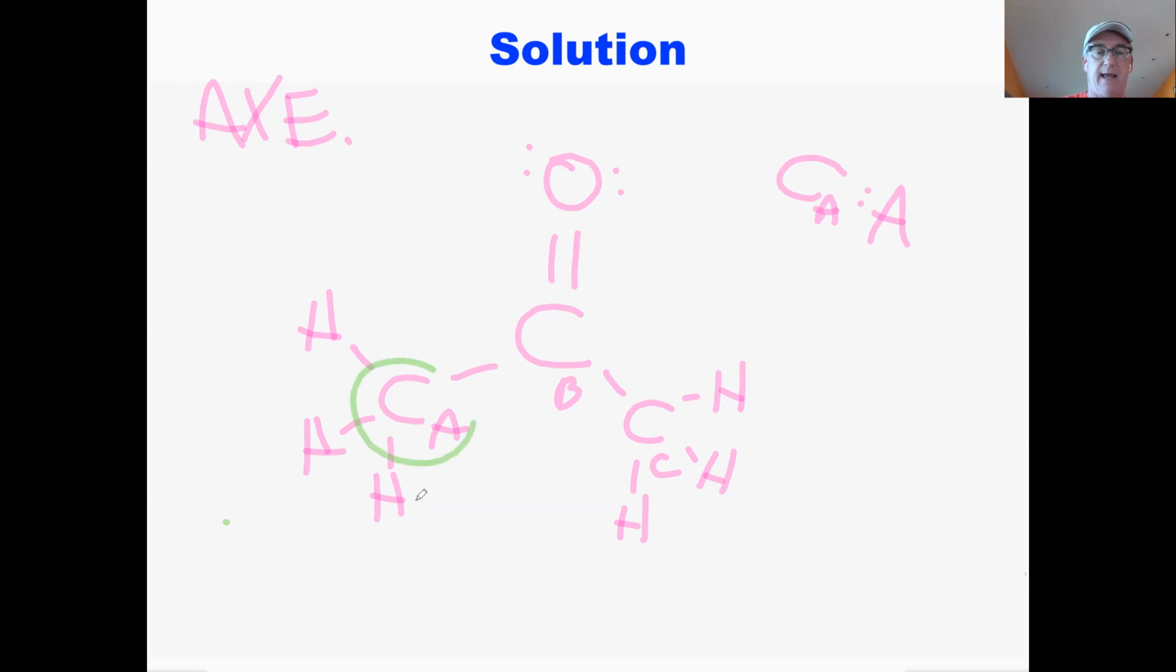So here's my carbon A. How many atoms surround carbon A? 4. 4, right. So I have AX4. How many lone pairs? None. So I've got AX4. So what overall geometry is AX4? Tetrahedron. And so what shape is it going to be?